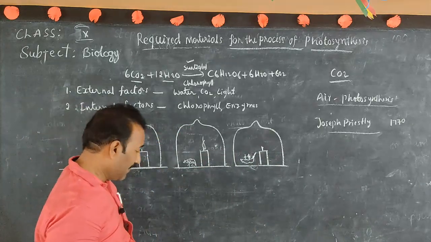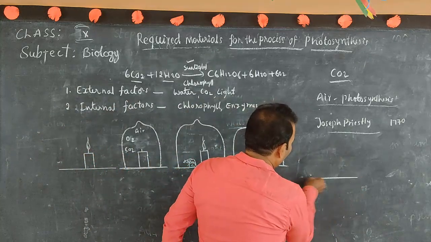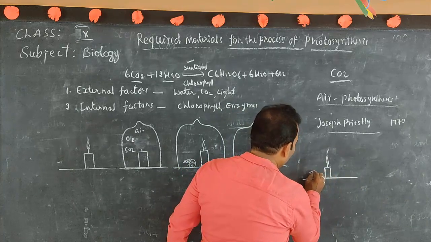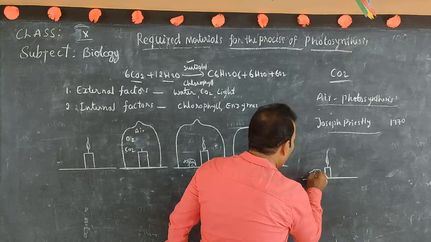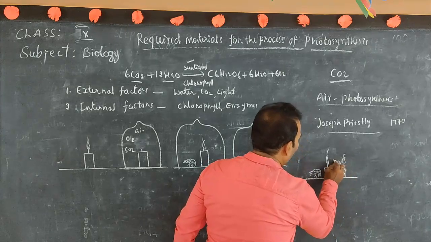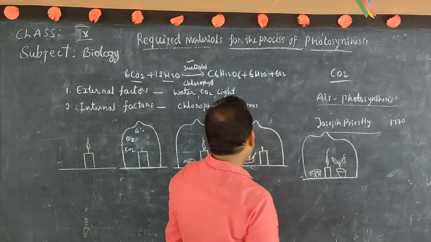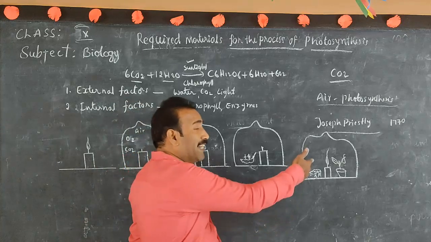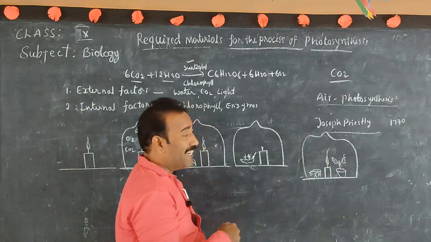In the next experiment, Priestley placed one mint plant also in the glass jar, along with the rat. This is the mint plant. But Priestley noticed that the candle is burning continuously, and the rat is also living without any asphyxiation.